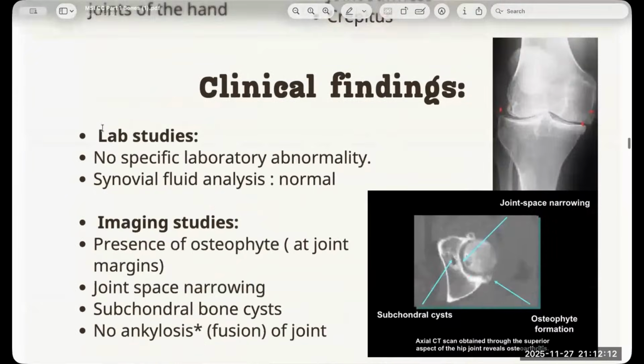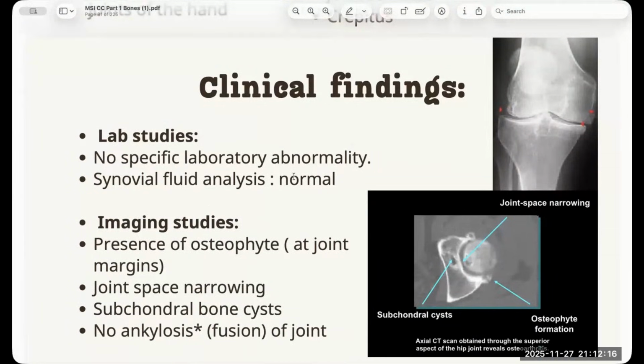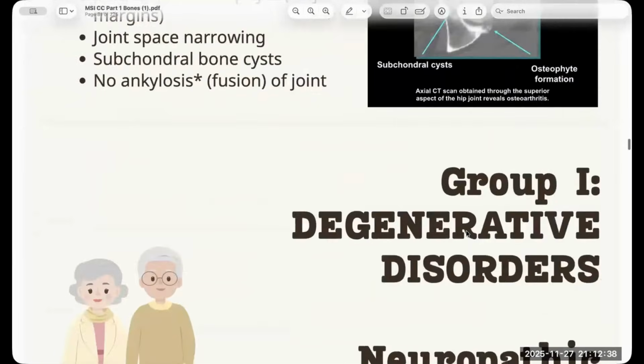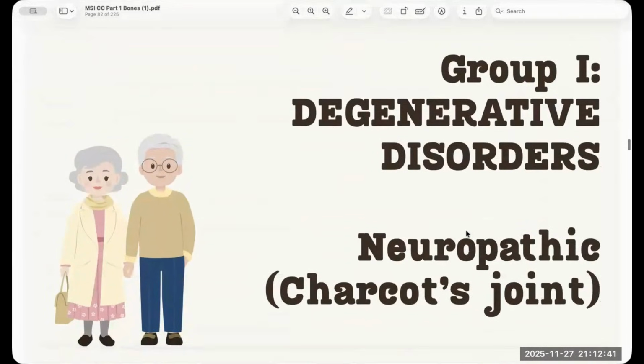All right. Now, clinical follow-up. The synovial fluid analysis would be normal. There is no bone, no microorganism or anything that would show. The synovial fluid itself is normal. You will find osteophytes, joint space narrowing, subchondral bone cysts, and fusion of the joints. All right, here are some pictures, and like this, we finished the first degenerative disorder.